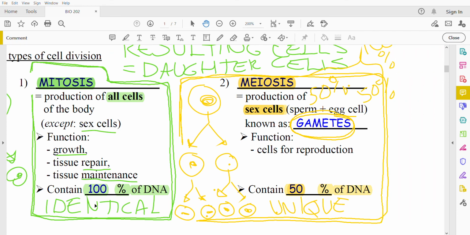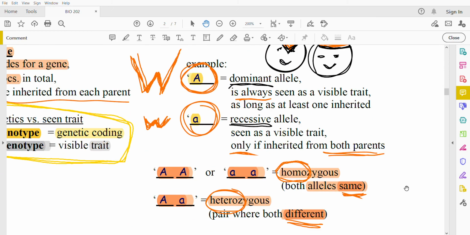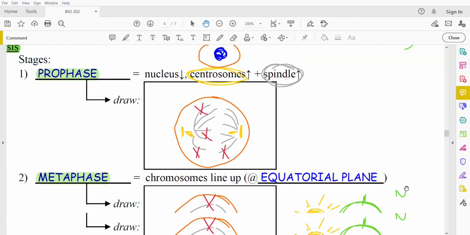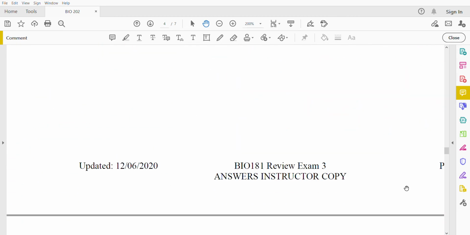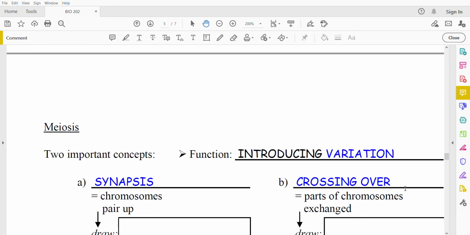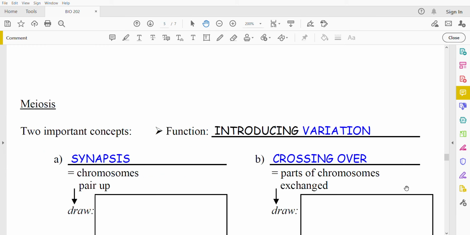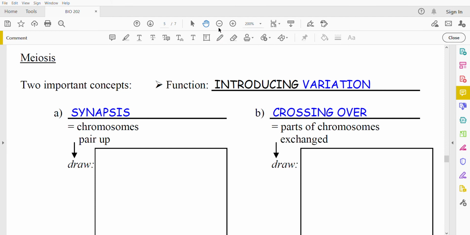Next, we are going to look at meiosis. So let's jump right in and have a look at what happens in meiosis. You'll notice that my discussion of meiosis is going to be a little longer, so there's a little bit more going on in meiosis. And before we look at meiosis in greater detail, I want to highlight two important concepts that we only see during meiosis, not in mitosis.